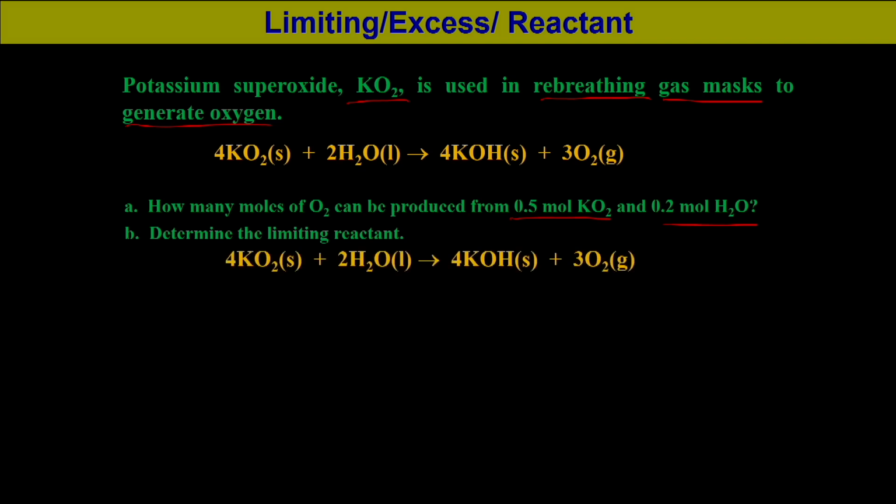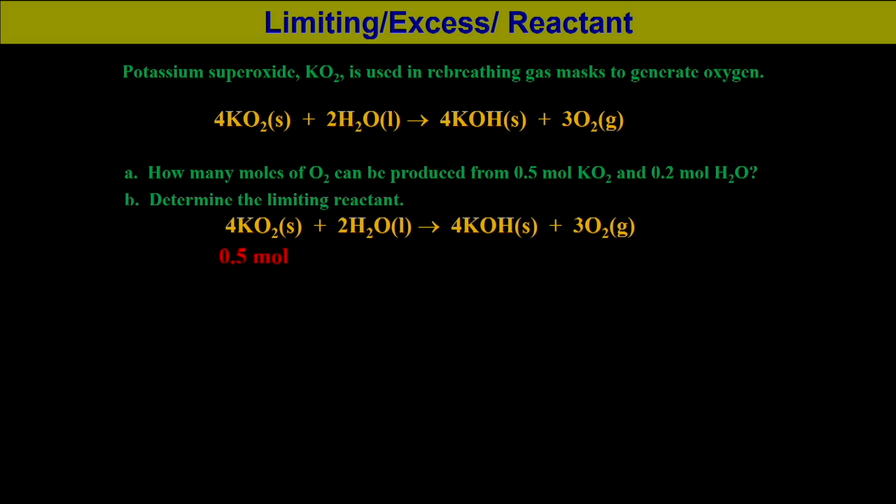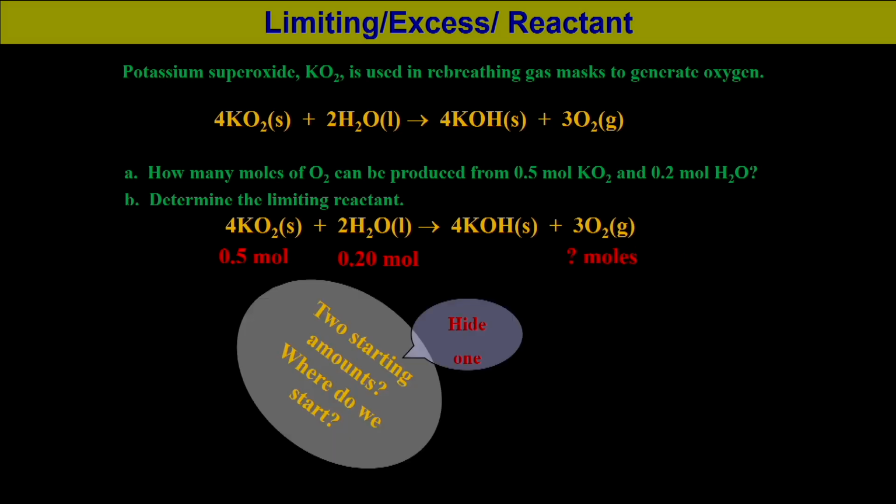So, this is the reaction, and these are given 0.5 mole of KO2 and 0.2 mole of H2O, and we have to find out the moles of oxygen produced. So, we have two starting materials, one is KO2 and another one is H2O, and we have to choose any one first.